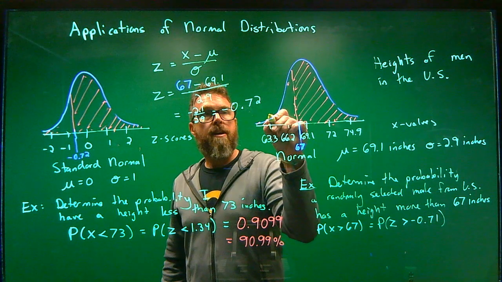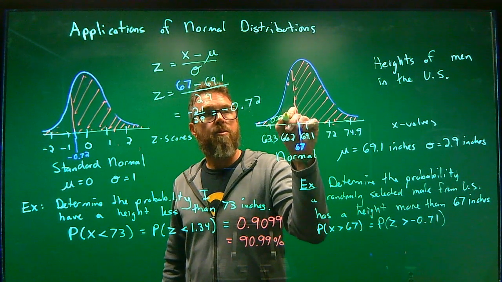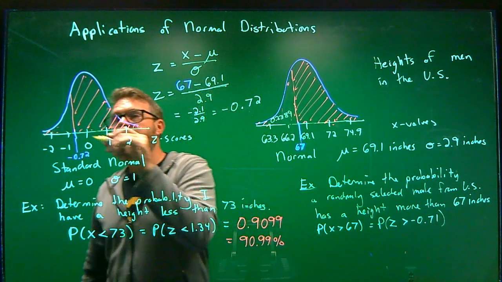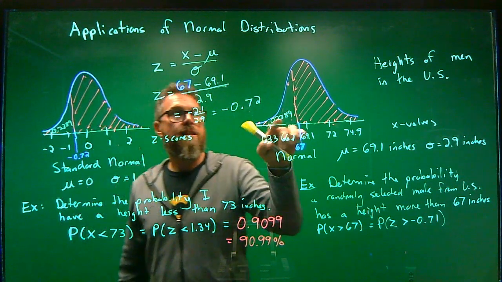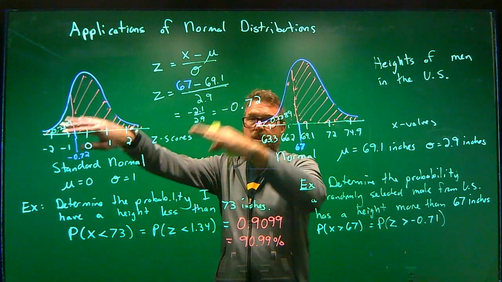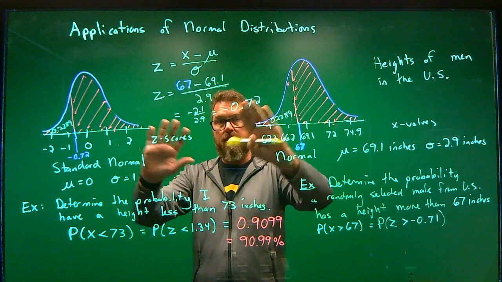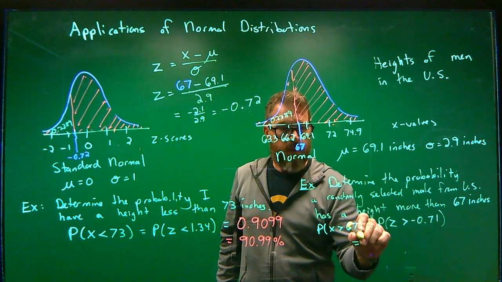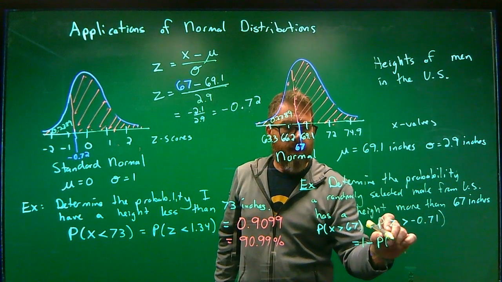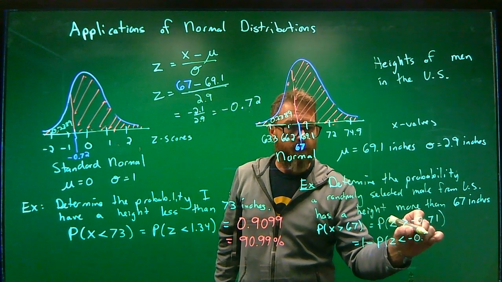So this area in here is 0.2389, which means that this is the same thing. Now I don't want the area to the left, I'm looking for the area to the right. Since the entire thing adds to 1, if I'm looking for greater, this is going to be 1 minus the probability that z is less than negative 0.71.